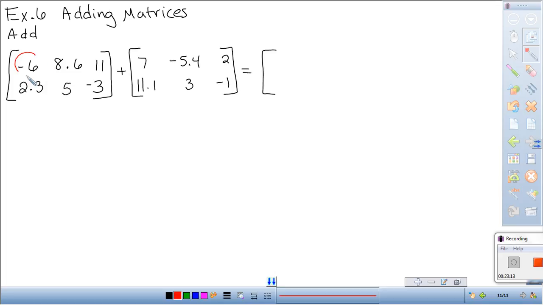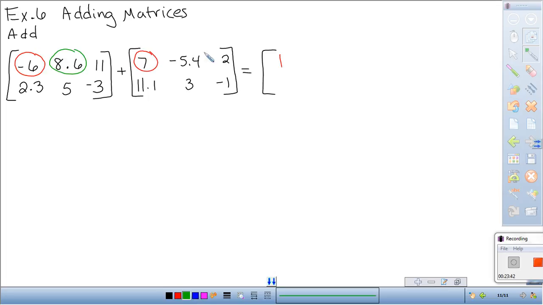So negative 6 is in the top left position. I'm going to add it to 7 that's also in the top left position. You just have to add the numbers that are in the exact same spot as each other. So what's negative 6 plus 7? Do they have the same sign or different signs? They have different signs, one negative, one positive, so we subtract. 7 minus 6 is 1. 7's bigger, it's positive, so my answer is positive.